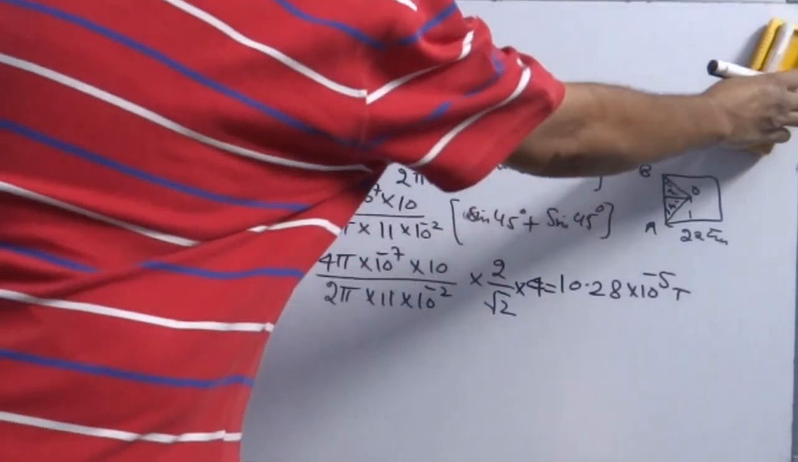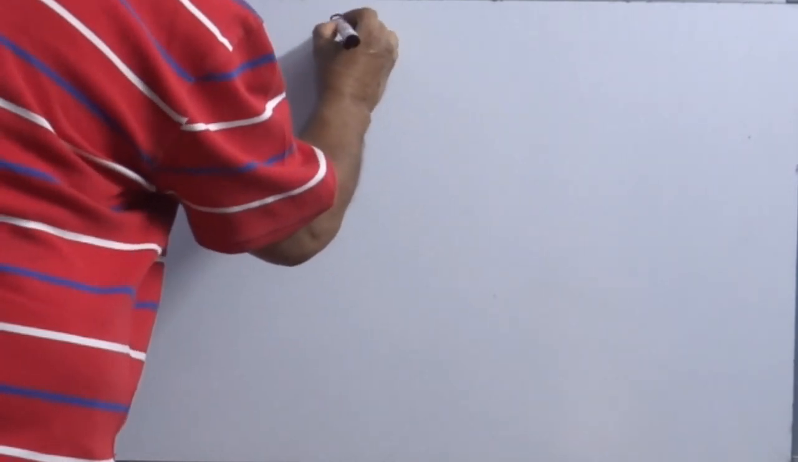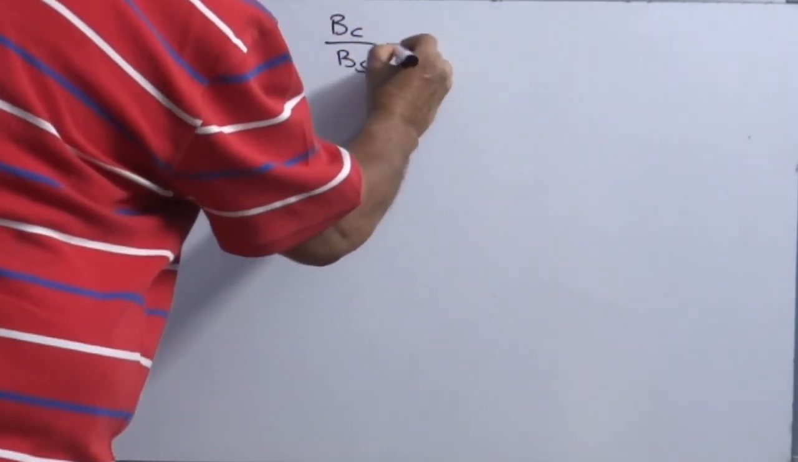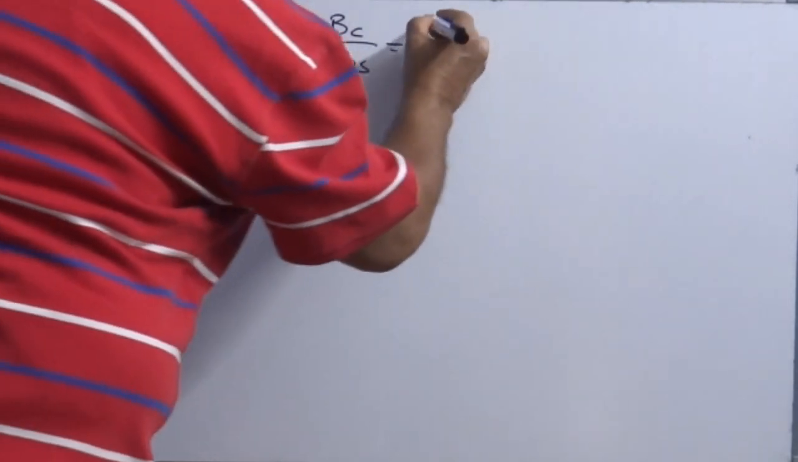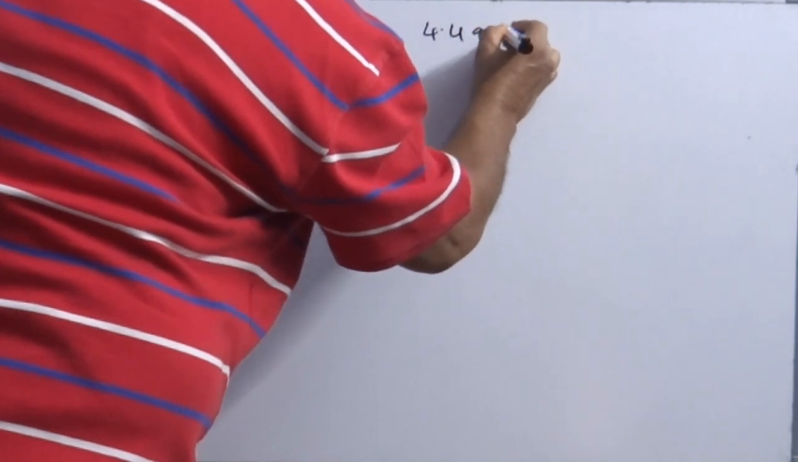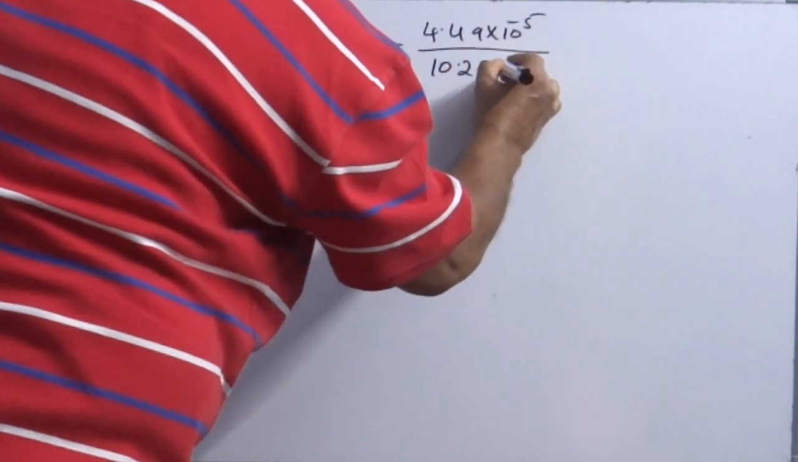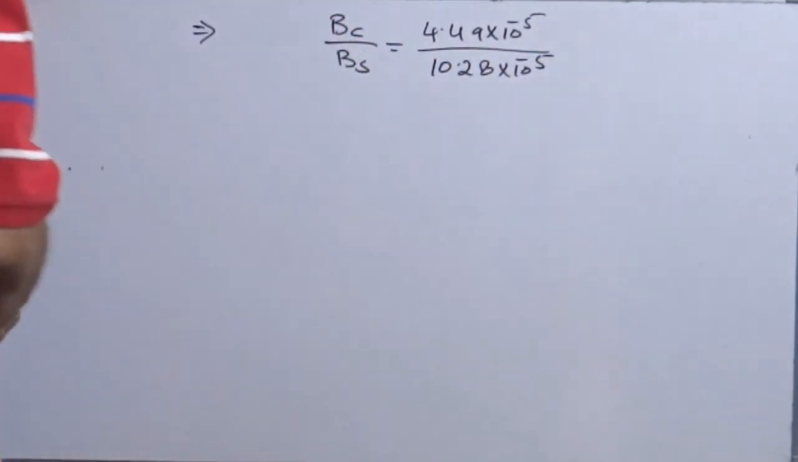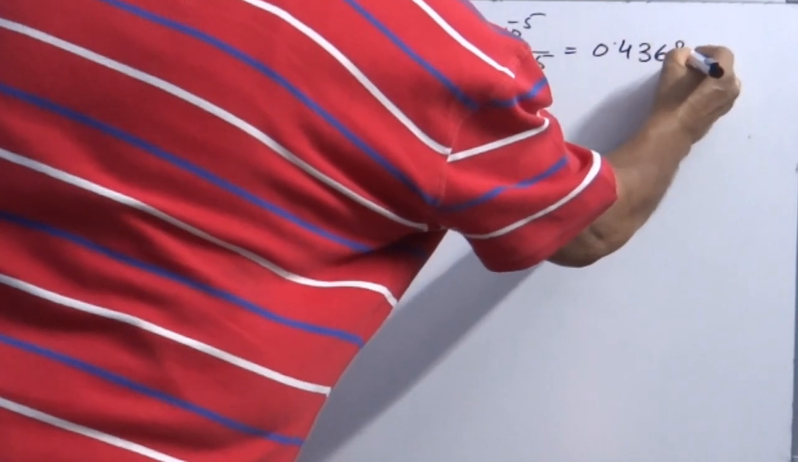So what is the ratio? Now the ratio you can easily find. How can you find the ratio? Do I need to tell this also? Circular coil over the square. The circular coil value is 4.49 into 10 raised to the power minus 5. This is 10.28 into 10 raised to the power minus 5. Your answer will be 0.4368.